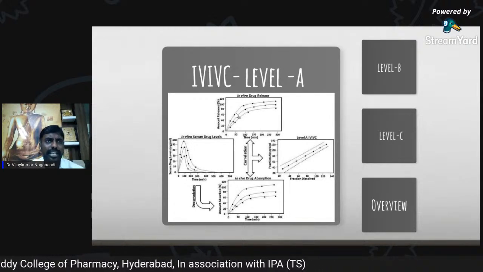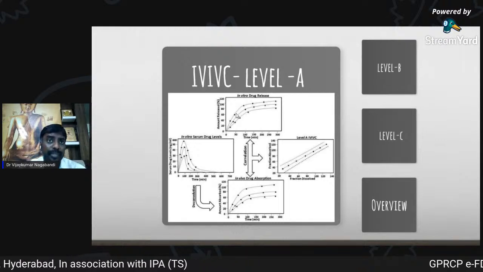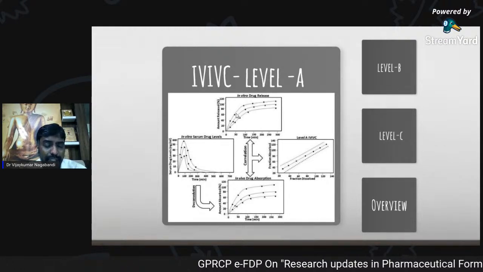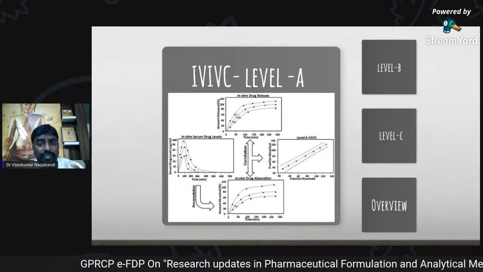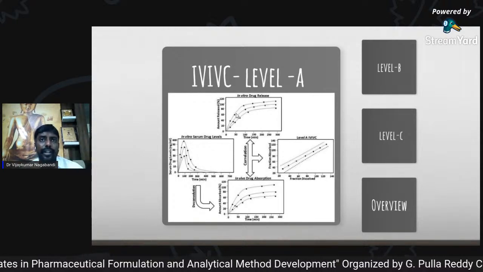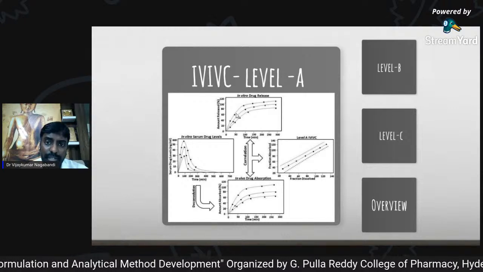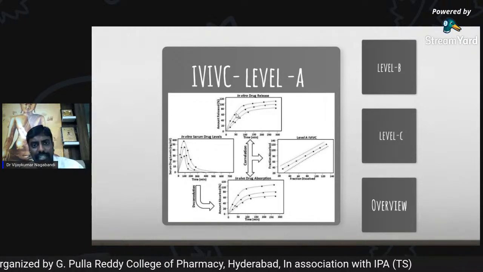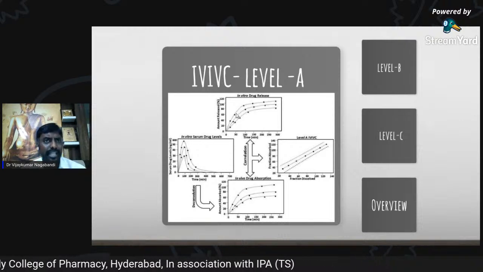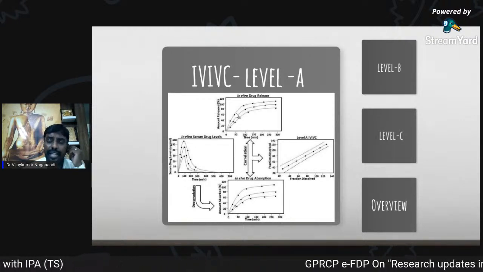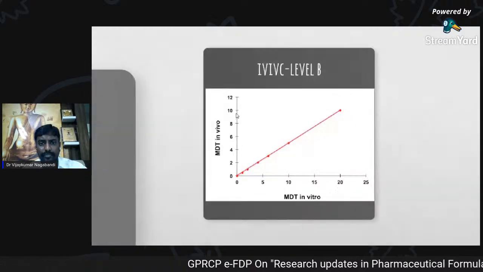In different medias, in every media you may not get the straight line, but in one media, in one RPM, in one volume of dissolution media, definitely there is a chance of getting the correlation between in vitro drug release versus in vivo percentage of drug absorption. That media should be chosen as IVIVC, and in that case, it is level A correlation. Sometimes in all the medias also it is not possible to get the correlation. Then we need to move on to the level B correlation.